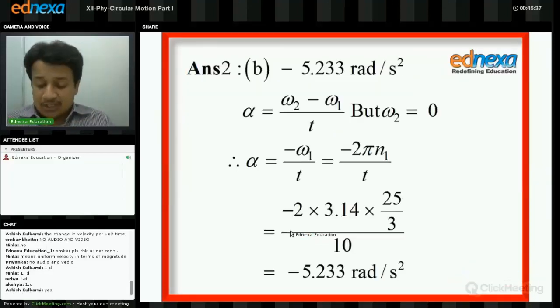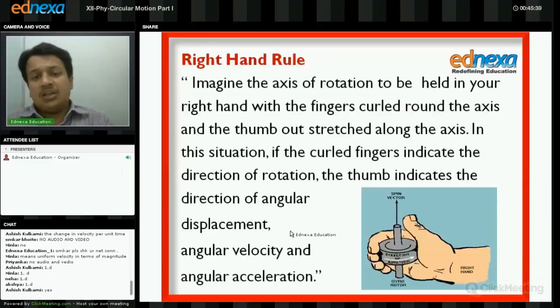Now the main question: we discussed how to find omega, that is the formula 2 pi by t, or theta by t, or 2 pi n. With these three formulae, again I will repeat: theta upon t, 2 pi by t, or 2 pi n. Then alpha is omega 2 minus omega 1 divided by t.